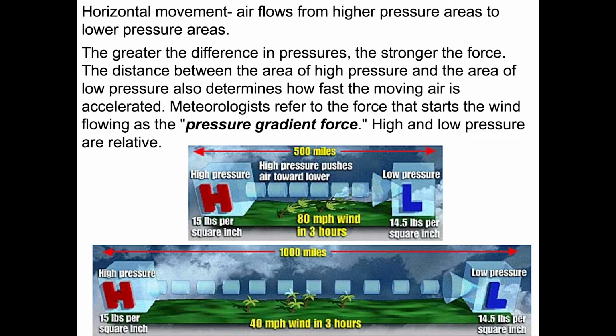Now, meteorologists refer to this force that starts the wind moving or flowing as the pressure gradient force. In this case, high and low pressure are relative. It's not the exact number of the high pressure system or the exact number of the low pressure system. It's the difference between the two.